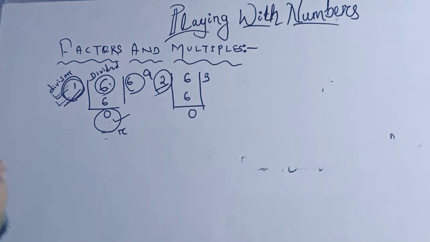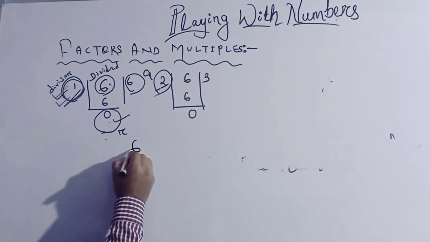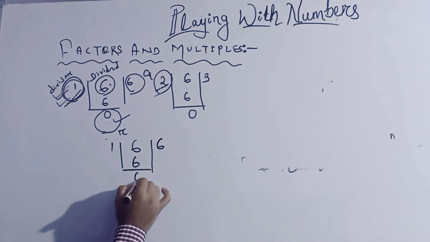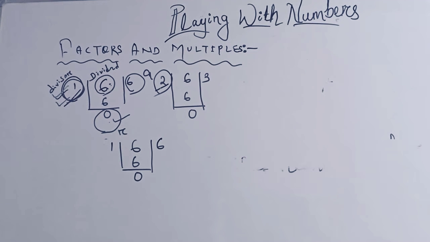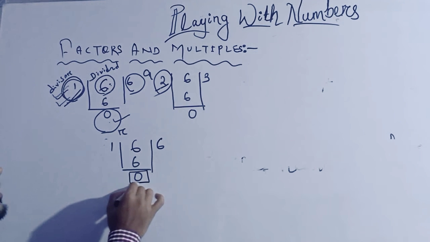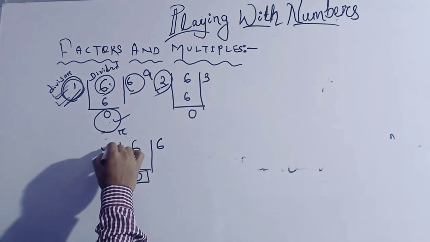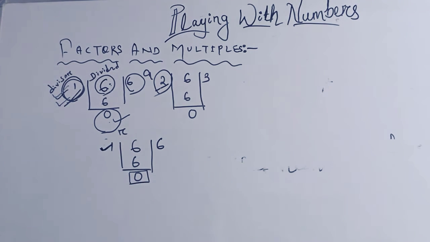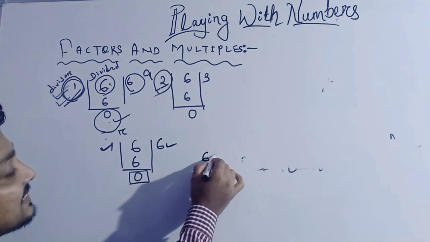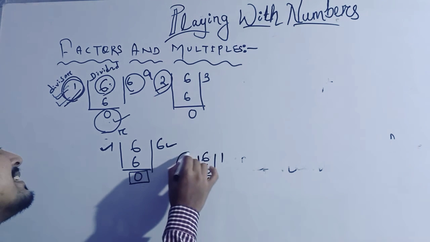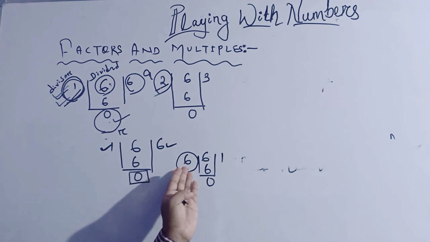See in this example, 6 divided by 1, the quotient is 6. Here the remainder is equal to 0. Remember one thing: whenever the remainder is equal to 0, the divisor is a factor, and the quotient is also a factor. How is the quotient also a factor? Whenever you divide 6 by the quotient 6, you get 1, and the remainder is 0. So 6 is also called a factor of that number.